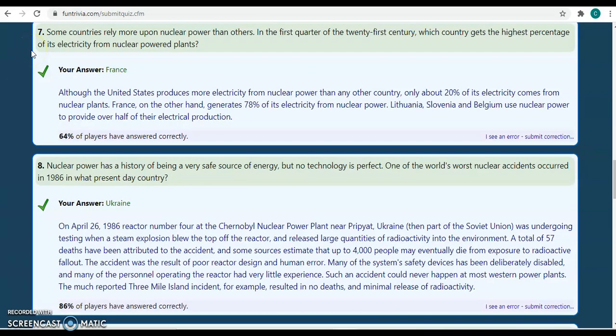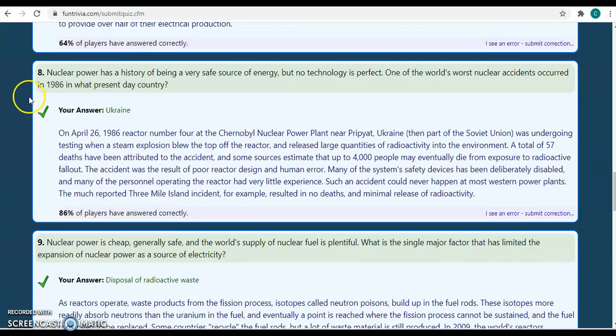The answer to question 7 might have surprised you. In the first quarter of the 21st century, the country that has the highest percentage of its electricity from nuclear power plants is in fact France, because it's a really high percentage, 78% of its electricity from nuclear power. So France are really ahead of a lot of countries with moving to nuclear power.